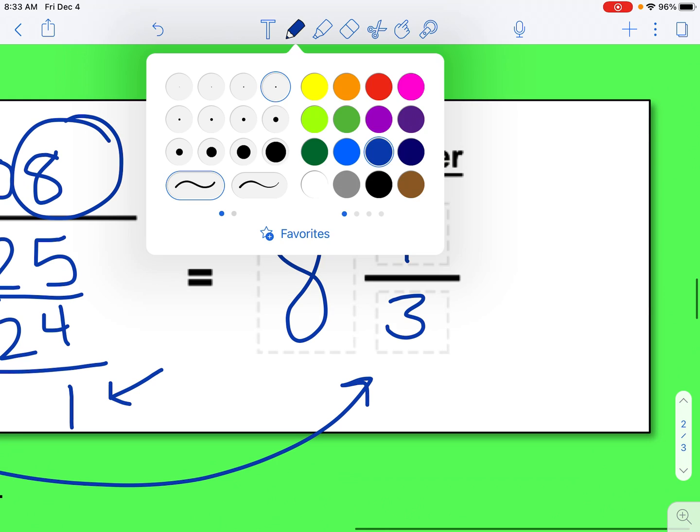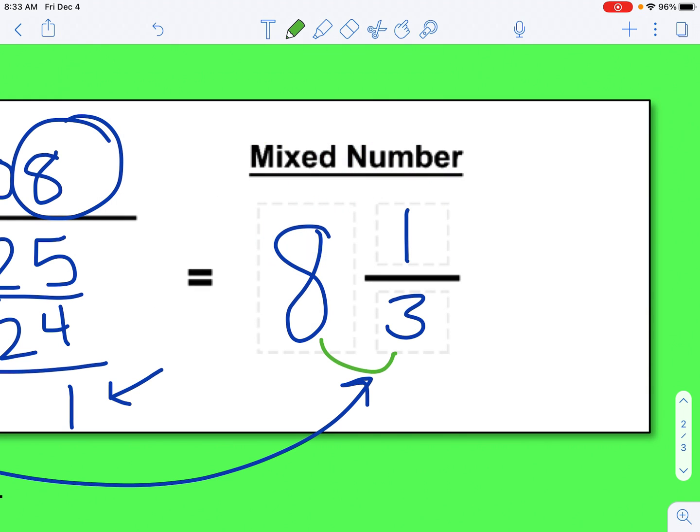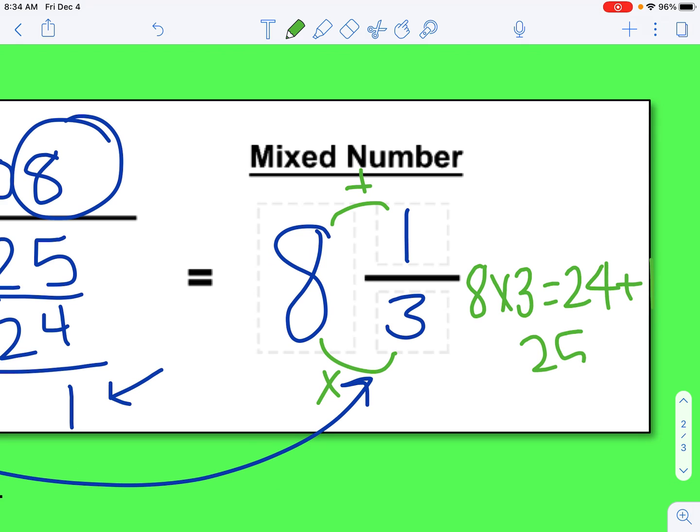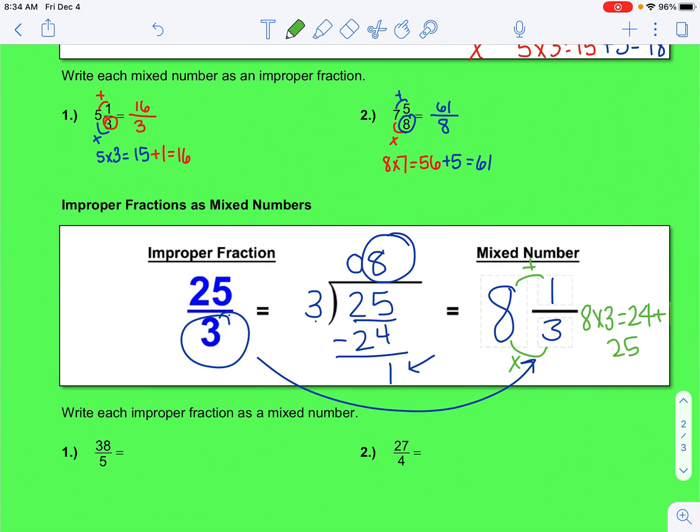And then we can check our work to make sure that we did it right. We can take 8 times 3. Well, 8 times 3 is 24. And then you need to add 1, which gives us 25. Which is our numerator over here, and our denominator stays 3. And we did it right.